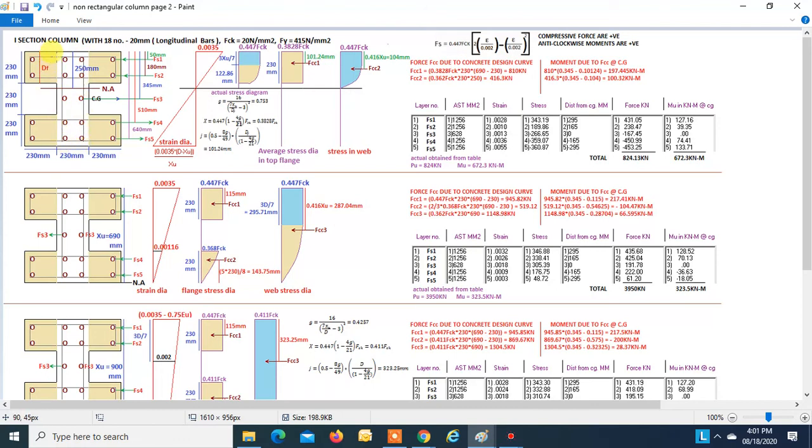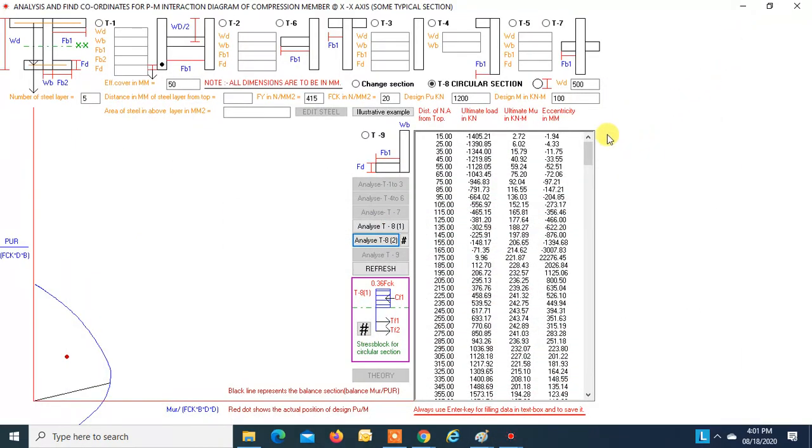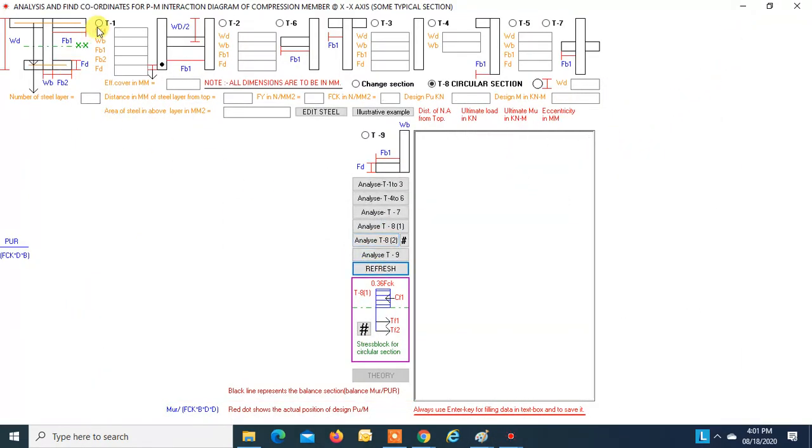So we will have two stress diagrams. One is for flange and one is for web. So first of all, let us draw the actual PM interaction curve for this section, right? Let this be the section. WD is the total depth, that is 690 mm. WB is the width of web, that is 230. FB1 is the width of top flange, that is 230. FB2 is the width of bottom flange, 230. Then FD is the thickness of flange, that is 230.